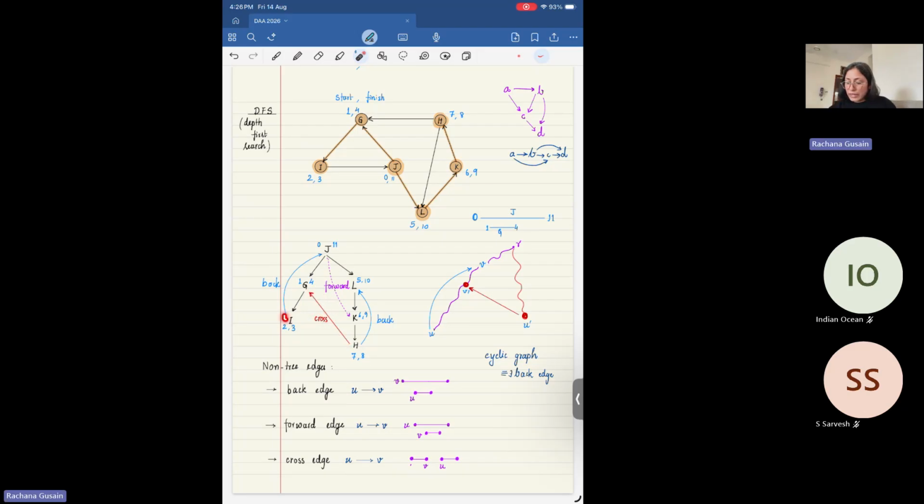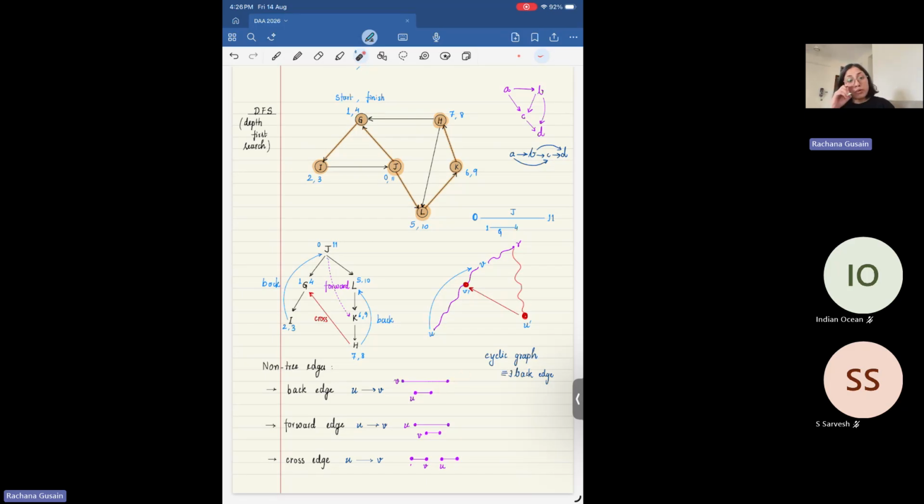So if you look at a back edge, then you see something interesting happening. The intervals corresponding to the two nodes will have the containment relationship, right? So for instance, here I have a back edge from I to J. The interval 0 to 11 corresponding to J contains the interval 2 to 3. So we'll have this containment relationship.